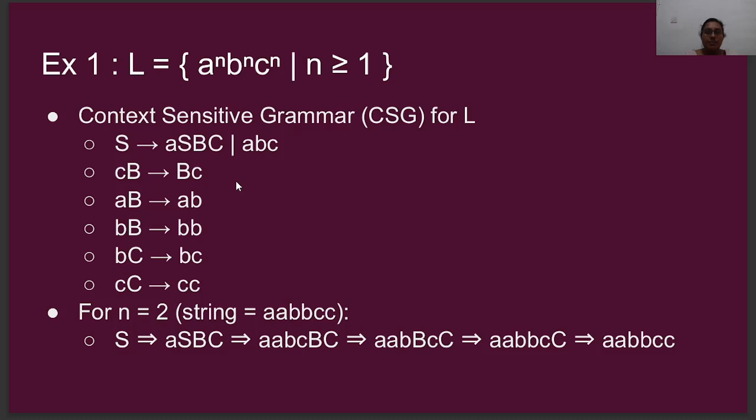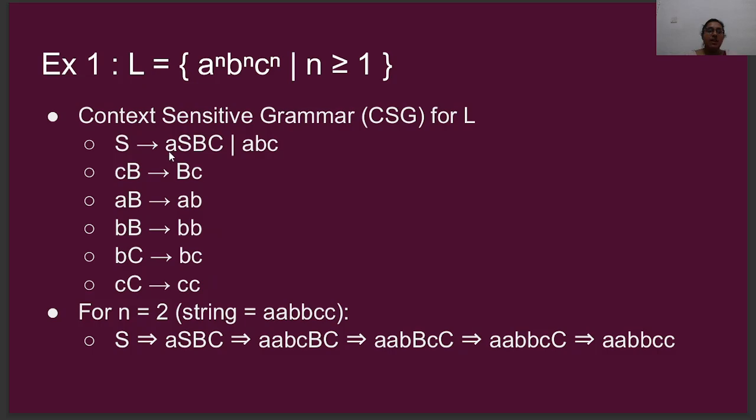Now we're going to look at some examples of context sensitive grammar. The first example, and the most common example that you see in any textbook, is a raised to n, b raised to n, c raised to n, such that n is greater than or equal to 1. So this is the context sensitive grammar. How we get this grammar, we are not going into details, we're just looking at an example.